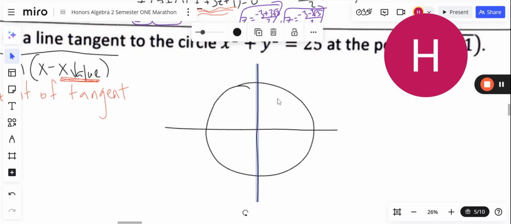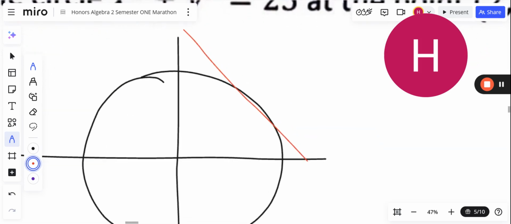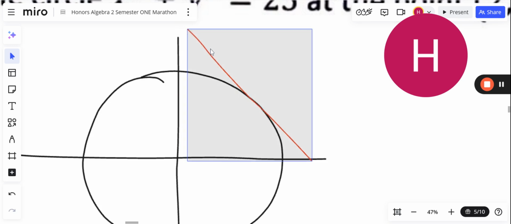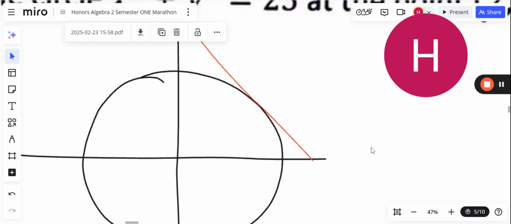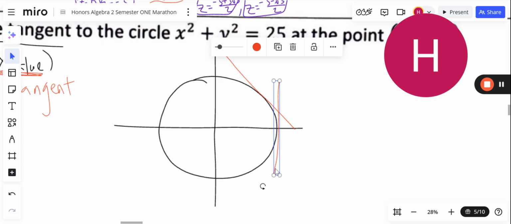Let me move that. That's a little bit better. The tangent line would be one that just sits on it. Oops, see how that goes through it? That's not a tangent line. If I want it to be a tangent line, I need it to just sit on top of the curve, just barely touch it. Yeah, so something like that, that is a tangent line.